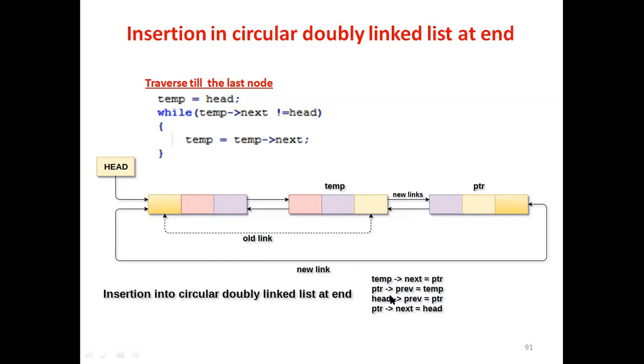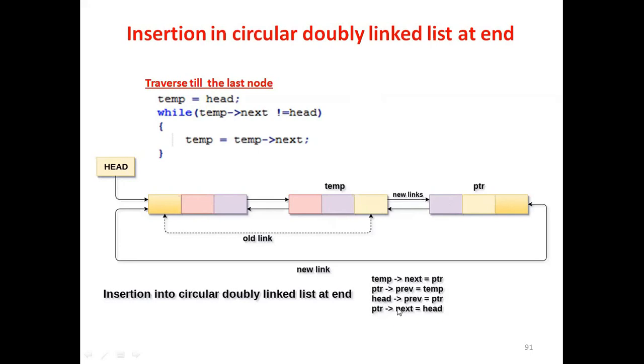Then ptr arrow previous. Ptr arrow previous means what? This one. So this should contain what? Temp. This node's address. So this node's address is present in temp. That is done here. So ptr arrow previous equals to temp.